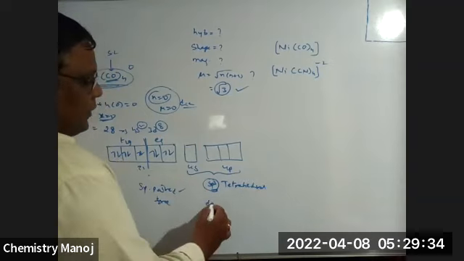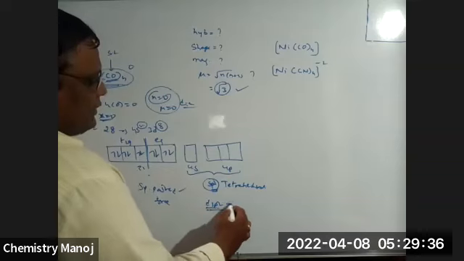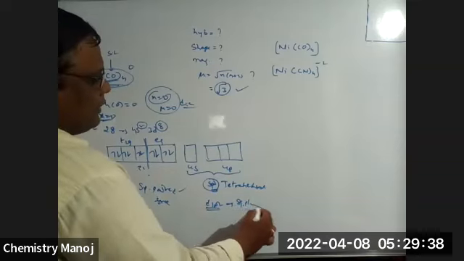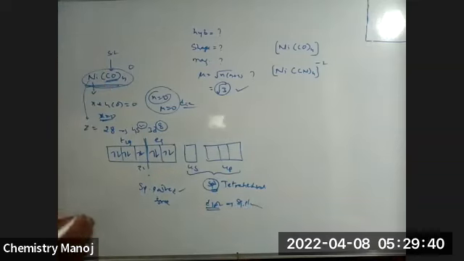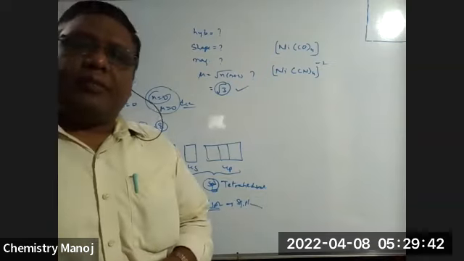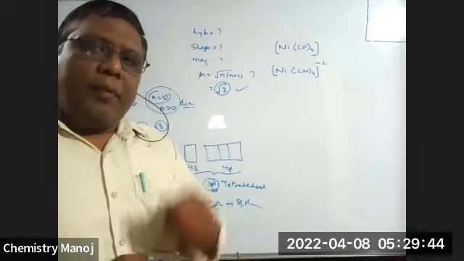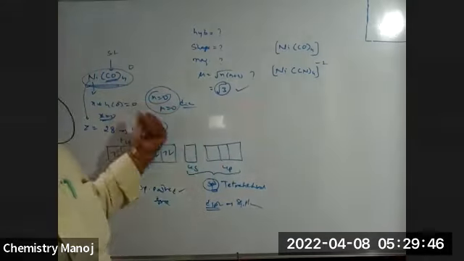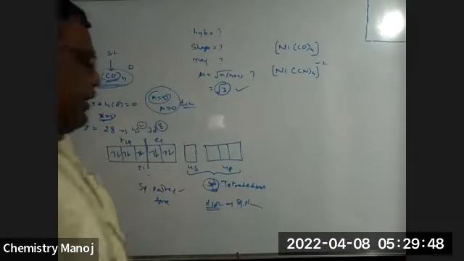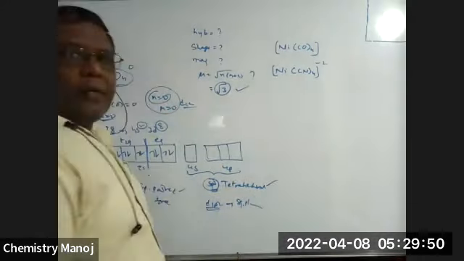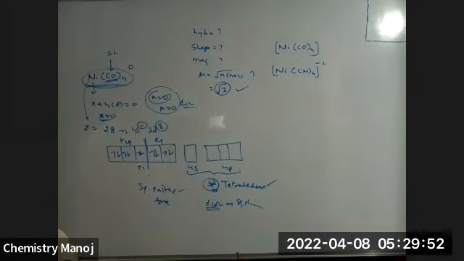If it is dsp2, just like in the previous case, that is a square planar complex. So [Ni(CN)4]2- is a square planar complex, but Ni(CO)4 is a tetrahedral complex. Clear? Yes, sir. Ni(CO)4 is a tetrahedral complex.